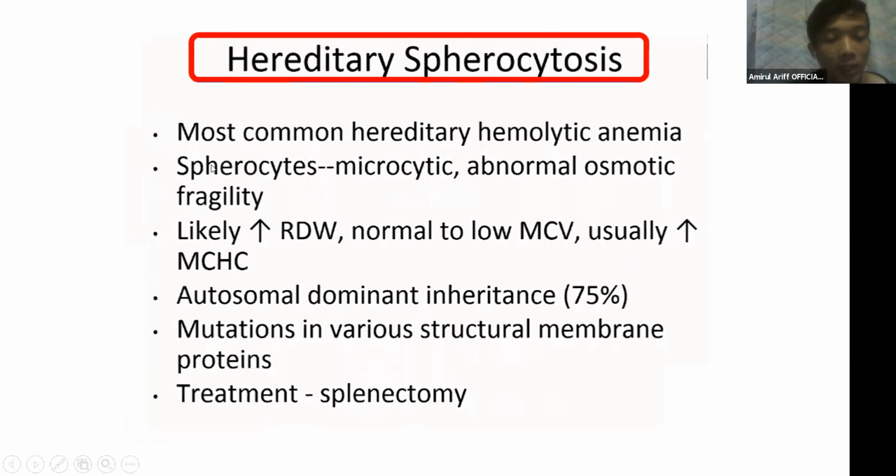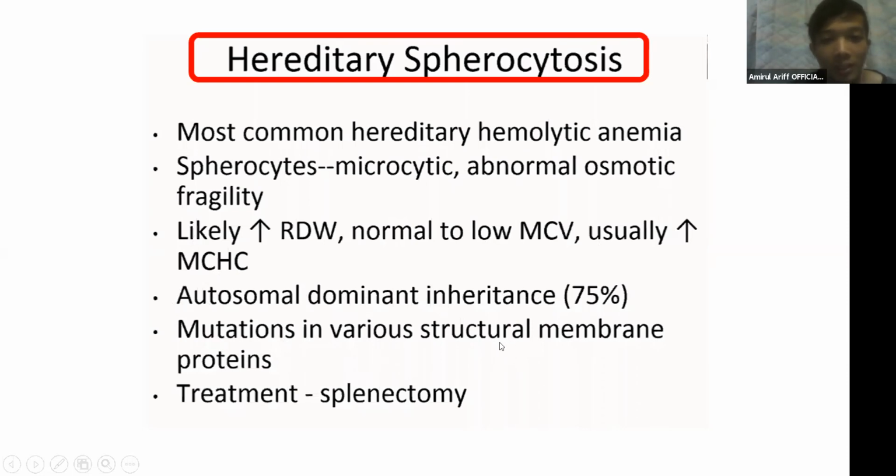So from the peripheral blood smear, we can find spherocytes, which can be microcytic or normocytic, and there is an abnormality in osmotic fragility. We'll talk about osmotic fragility after this. In the FBC, it is likely to show high RDW, normal to low MCV, and usually high MCHC. The pathology is due to hereditary autosomal dominant inheritance.